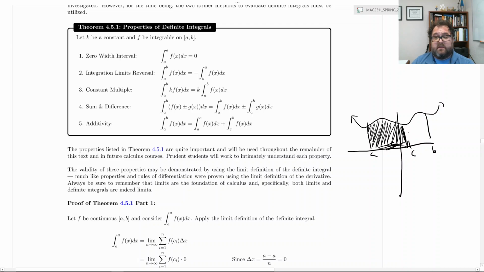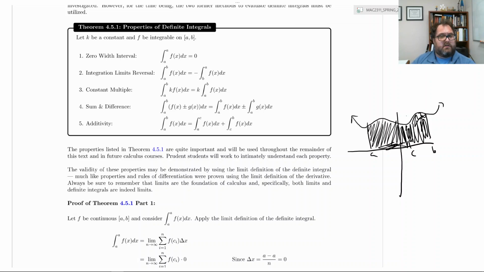And then if you take the definite integral from c to b, you get the rest. And if you add it up, you get the definite integral of the entire thing, which makes sense. You're talking about decomposing the region into two disjoint regions, and if you add them together, you get the whole thing. So that's the intuitive approach.